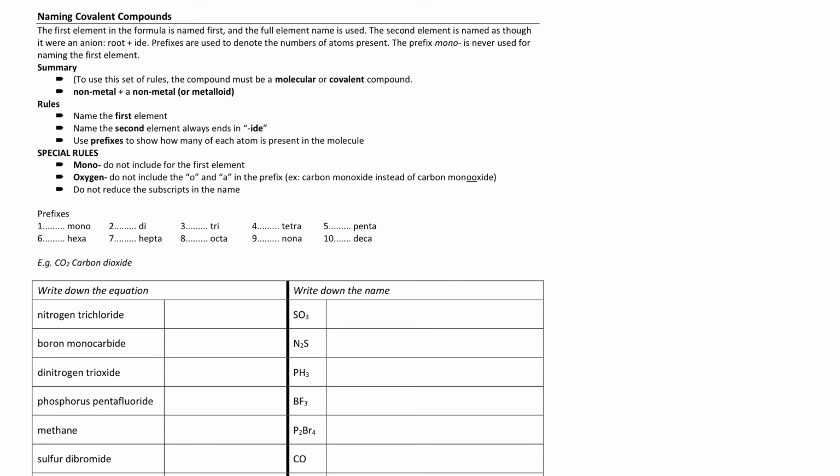The prefixes are shown here. For 1 we use mono, 2 is di, 3 is tri, 4 is tetra, 5 is penta, 6 is hexa, 7 is hepta, 8 is octa, 9 is nona, and 10 is deca.